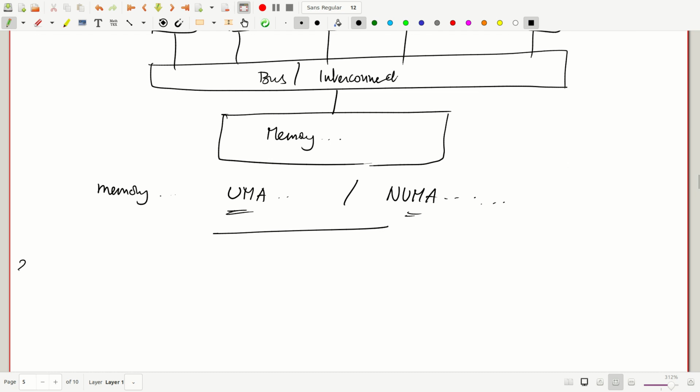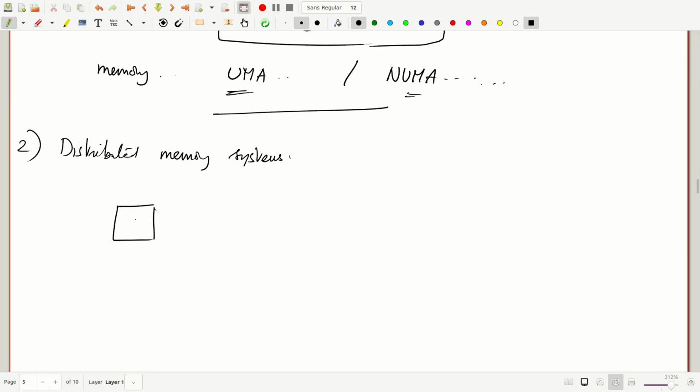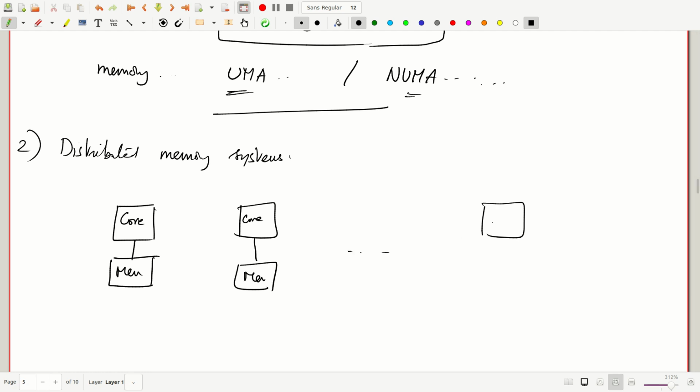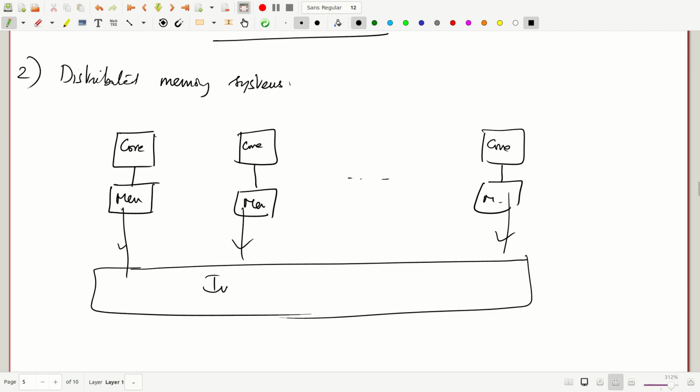Okay, now we'll come to the distributed memory systems. In the distributed memory systems, each core has its own memory. That means you have a core or a CPU, it has its own memory, and then similarly we have another core or a CPU, and it has its own memory, and so on. So we have several cores, and each has its own memory. Now, of course, the cores are all connected through some kind of interconnect to transfer data. So this is again an interconnect.